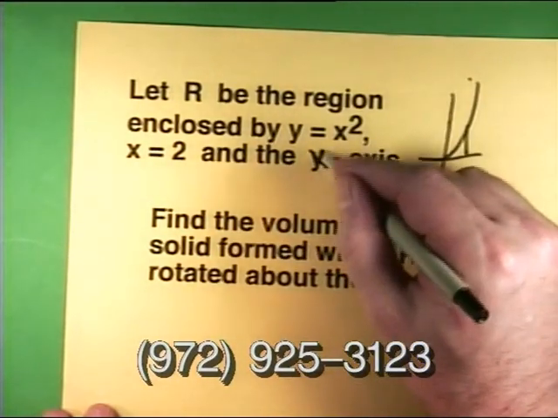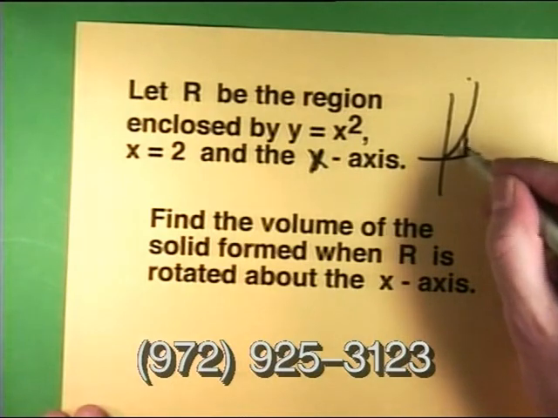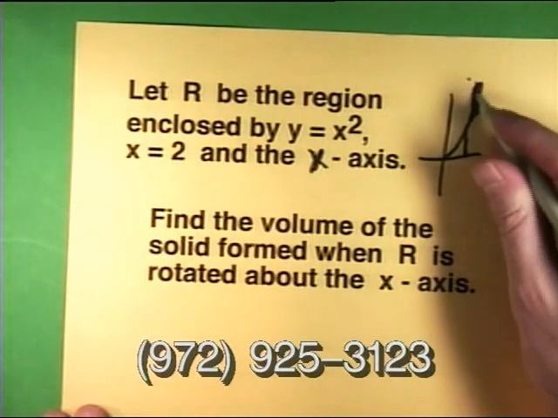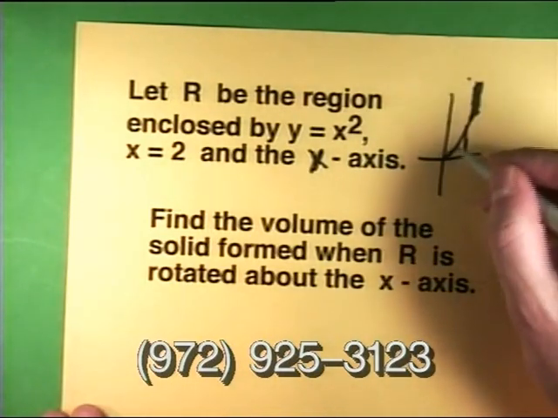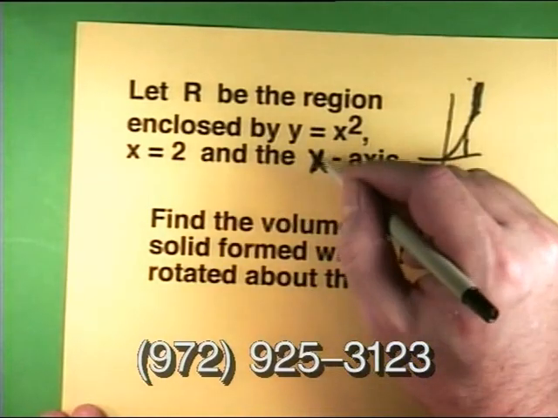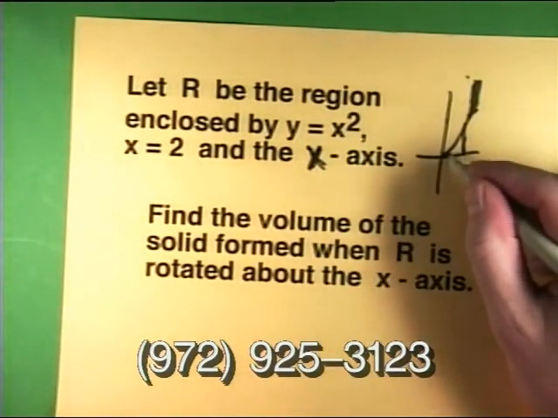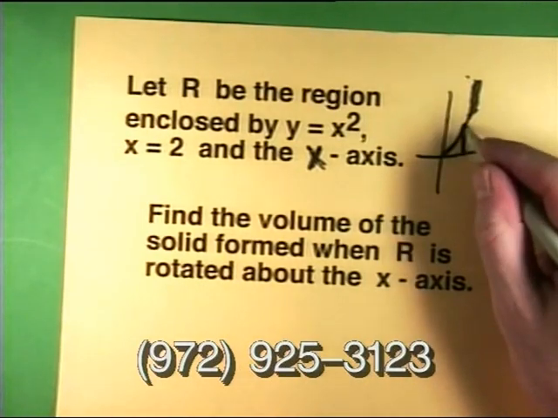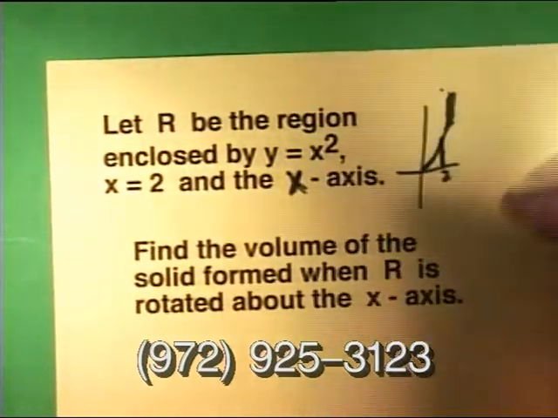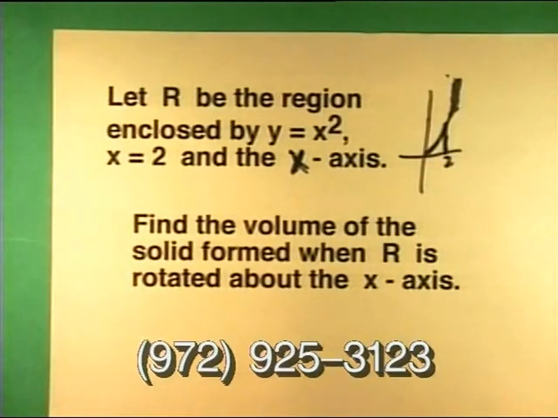I think this is meant to be the x-axis, to be accurate. So I think we're talking about this region here. We're talking about the x-axis instead of the y-axis, to make it a little bit easier. So how would you find the area of this region right here? If this is y equals x squared right here, this is x equals 2. What would you do?